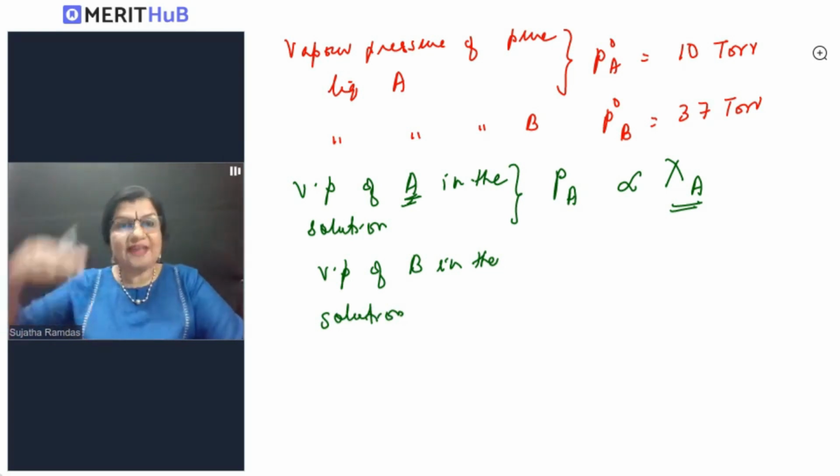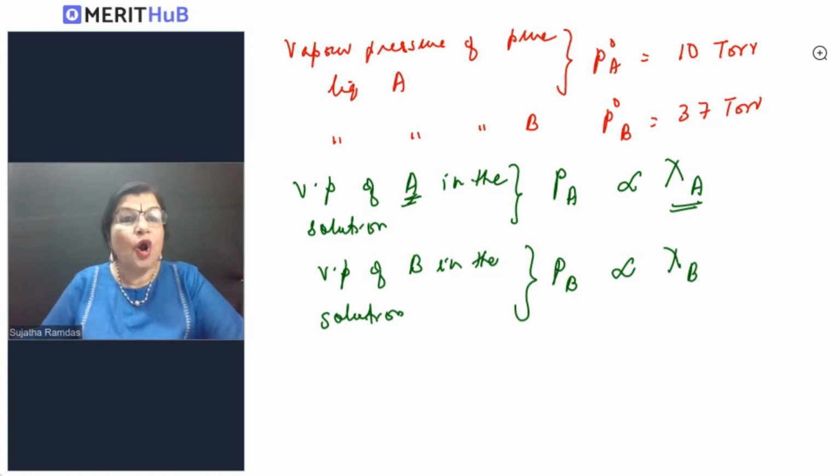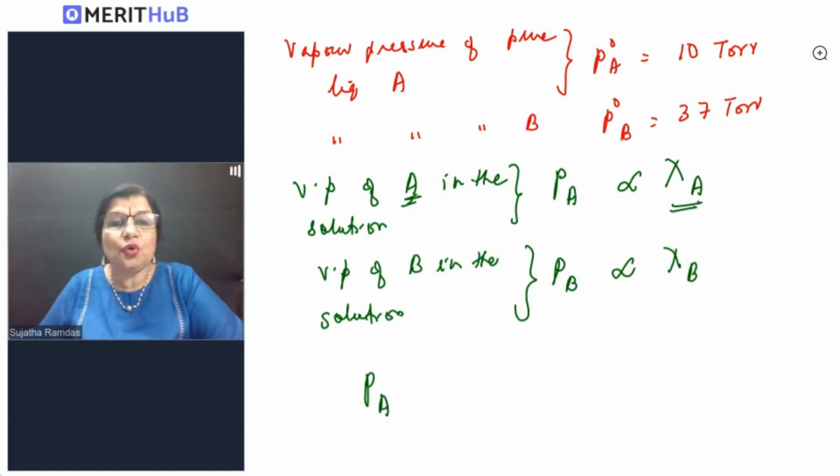You have solution phase and the vapor phase, right? And that is given as PB, and that is proportional to the mole fraction of the component B in the solution. Okay, now you've also learned the constant of proportionality. So we got the first equation as PA is proportional to mole fraction of A and PB is proportional to the mole fraction of B, right? Now, to convert the proportionality sign to the equality sign, we multiply by a constant, and that constant is the vapor pressure of the pure components.